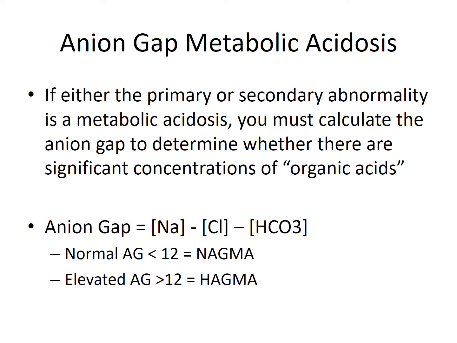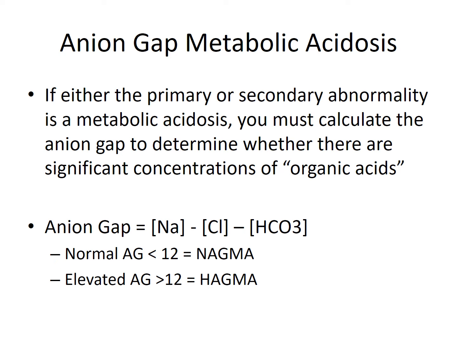For any patient with a metabolic acidosis as either a primary or secondary abnormality, you should calculate the anion gap to determine whether there is a HAGMA or a normal anion gap metabolic acidosis, sometimes called a NAGMA. To do this, subtract the chloride ion concentration and the bicarb ion concentration from the sodium ion concentration. These three electrolytes, along with the potassium ion, are the primary electrolytes involved in acid-base balance.